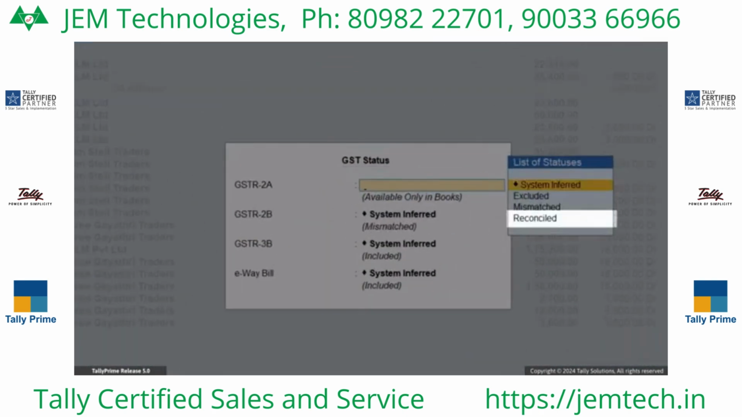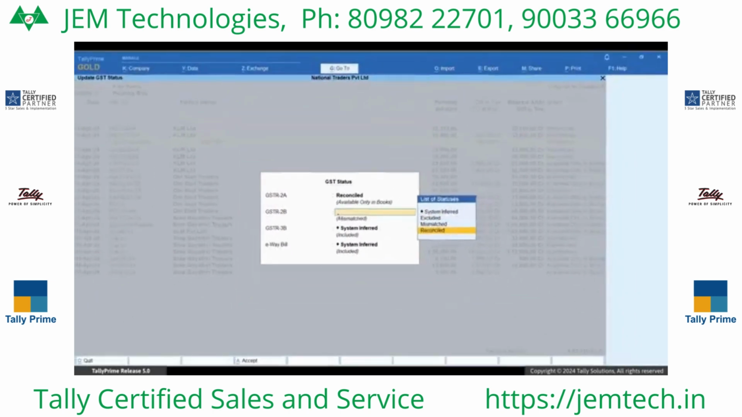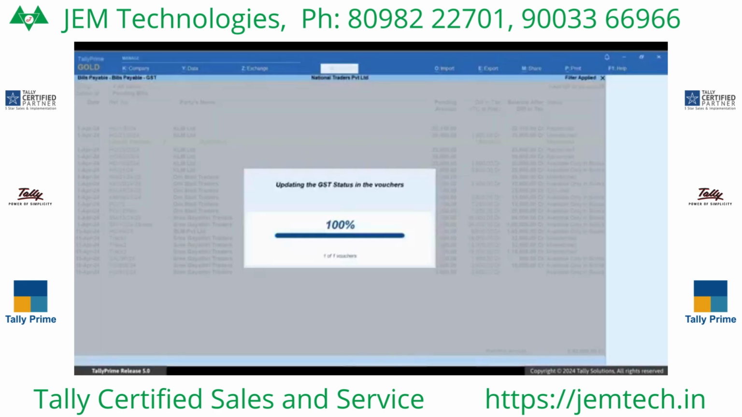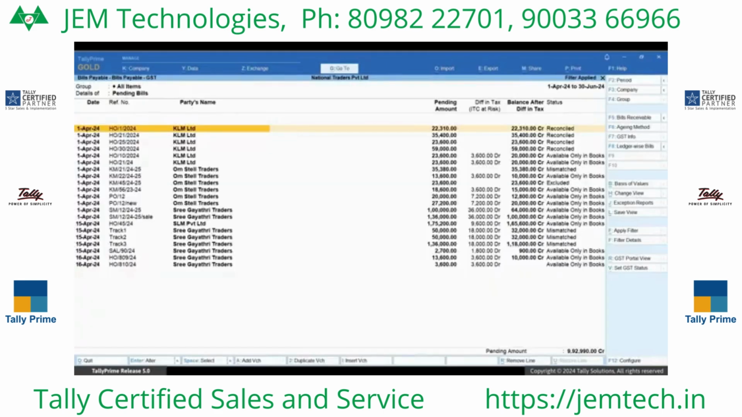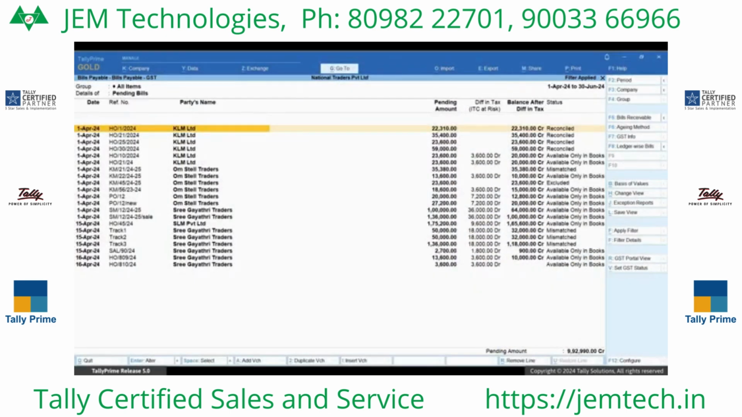Set the status as reconciled. Press Ctrl+A to save. Subsequently, there will be no difference in the tax amount in the bills payable GST report.